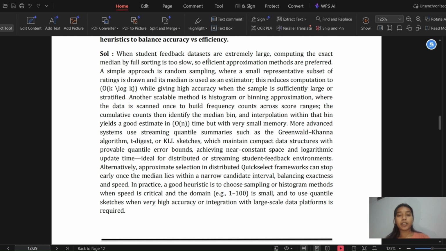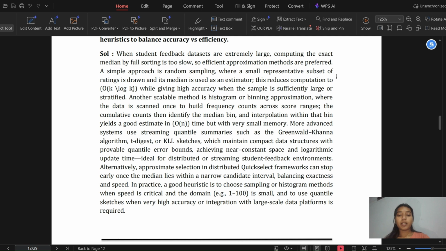When student feedback data sets are extremely large, computing the exact median by full sorting is too slow, so efficient approximation methods are preferred. A simple approach is random sampling, where a small representative subset of ratings is drawn and its median is used as an estimator. This reduces computation to O(k log k), while giving high accuracy when the sample is sufficiently large or stratified.